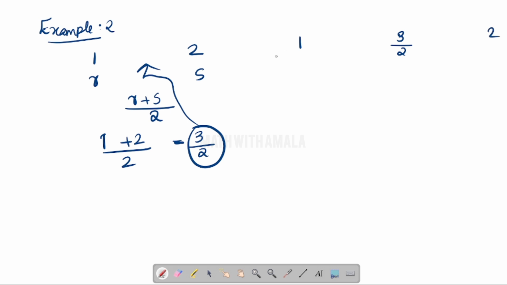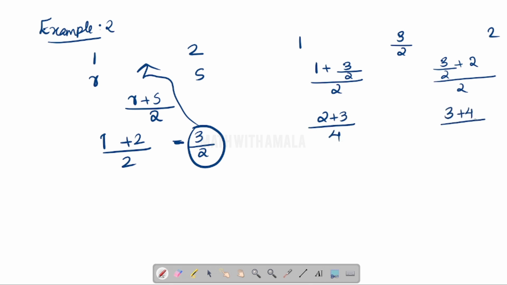Now let us take 1 and 3 by 2 again. So you can take the mean like 1 plus 3 by 2, all divided by 2. Also 3 by 2 plus 2, divided by 2. Which is equal to, you can cross multiply and take the denominator as 2. So 2 plus 3 by 4. Also 3 plus 4 by 4. You will get 5 by 4 and 7 by 4. So we have got two numbers in between 1 and 2. They are 5 by 4 and 7 by 4.